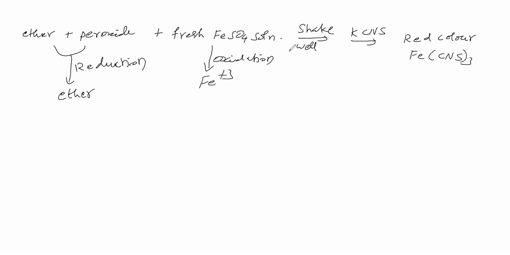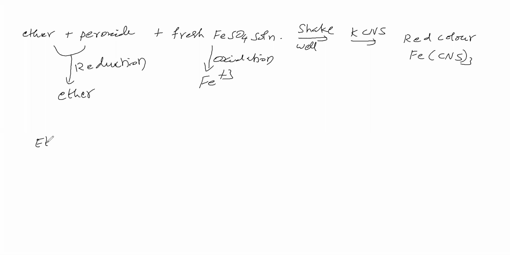Therefore, from this reaction, we can say this ether contains peroxide. Otherwise, this ether contains hydroperoxide. That conclusion we can get. So, we have deduced the peroxide presence in the ether. Next, after detecting the presence of peroxide, how to remove this peroxide? That we have to see.